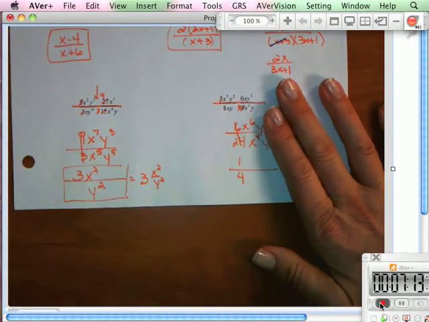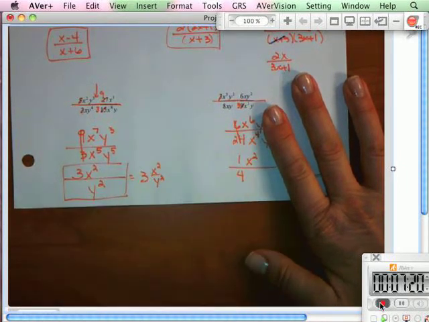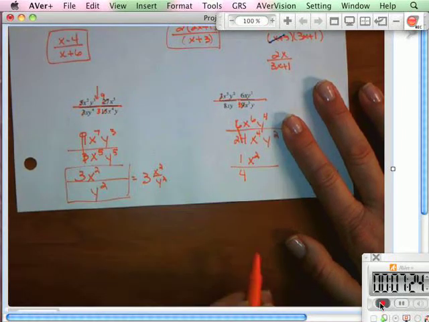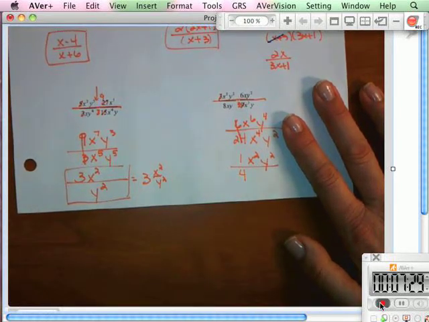Now I'm going to look at the x's. There's 6 on top, 4 on bottom. That would leave me with what? X squared on the top. Look at the y's. 4 on top, 2 on bottom. So if I cancel 4 minus 2, I have 2 left on top.